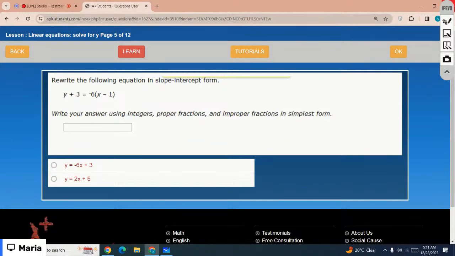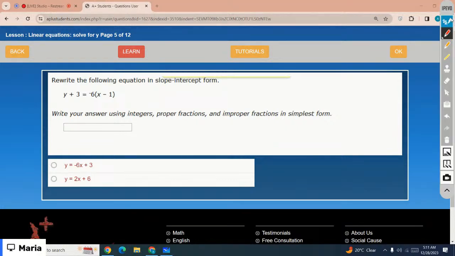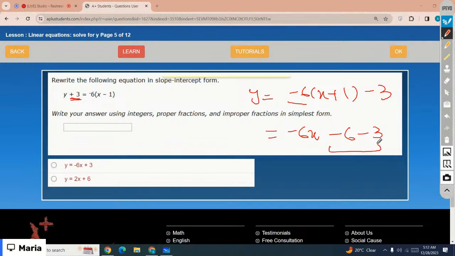Let me just do it on the board. y plus 3 equals negative 6 times x minus 1. You have to first move positive 3 to the other side. So y equals negative 6 times x minus 1, and minus 3. Now multiply negative 6 with the bracket, so that is negative 6 times x, and negative 6 times negative 1 is positive 6. They are the like terms, collect them, so that is y equals negative 6x, and positive 6 minus 3 is positive 3. So the correct option is y equals negative 6x plus 3. Got it? So option number 1 is the correct option.